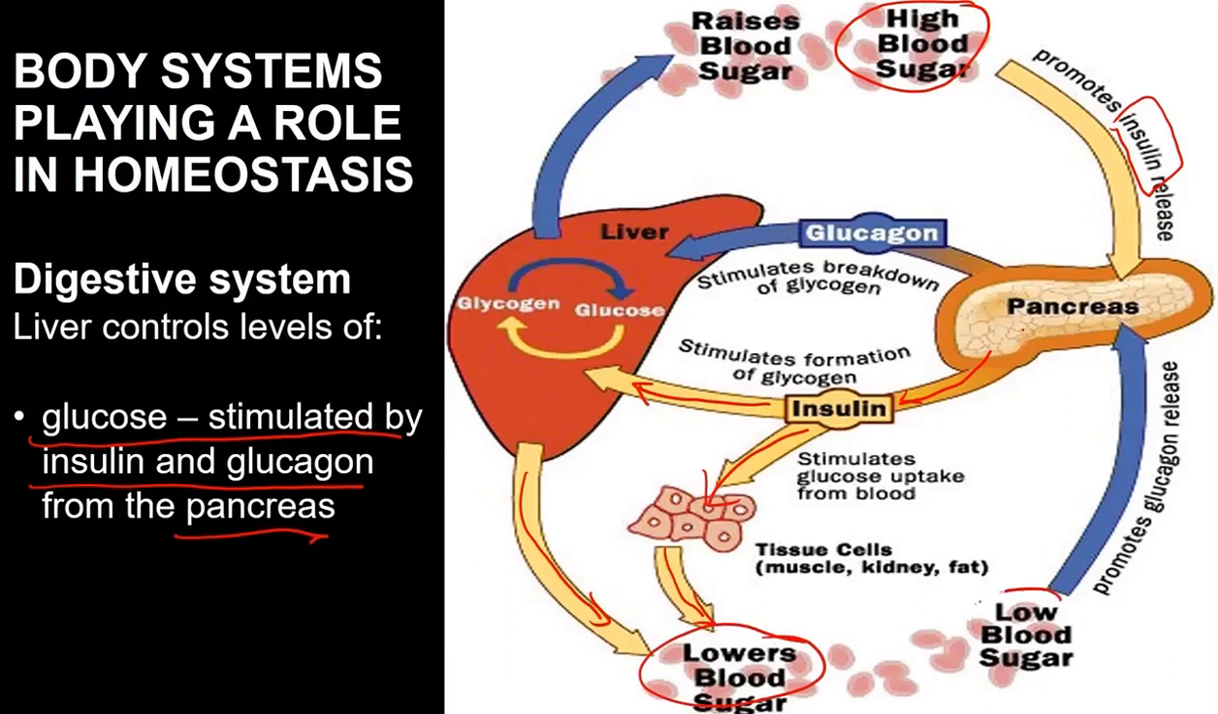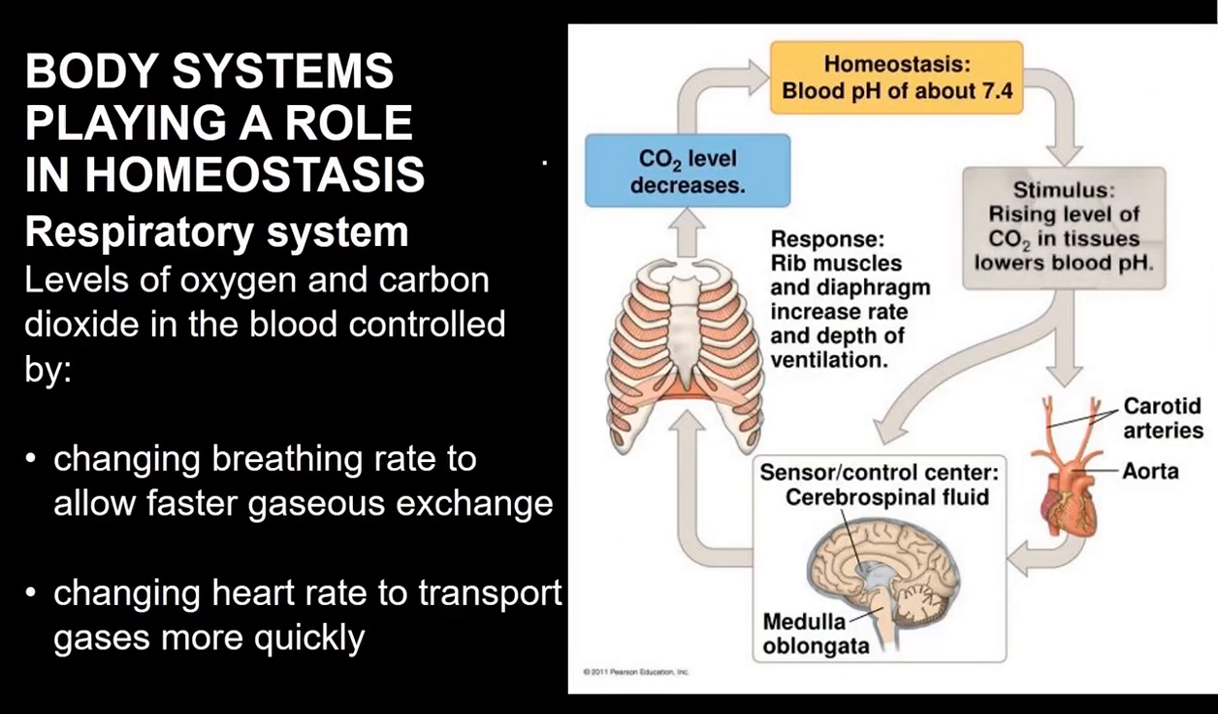If your blood sugar level is too low, the pancreas then is stimulated to produce glucagon. And glucagon, when it gets to the liver, will stimulate the liver to break down glycogen to produce lots of glucose, and that will raise the sugar level of the blood. You will be doing this again next year.